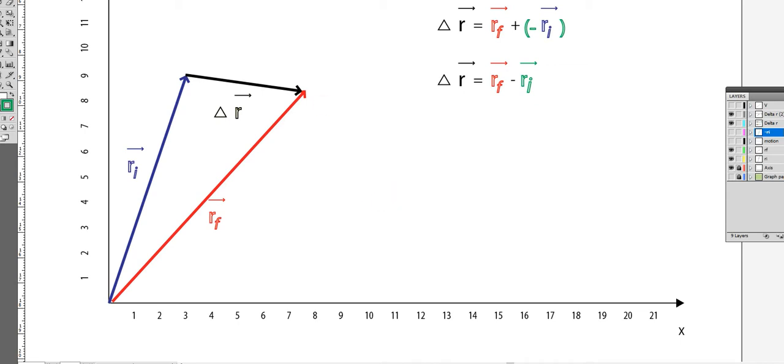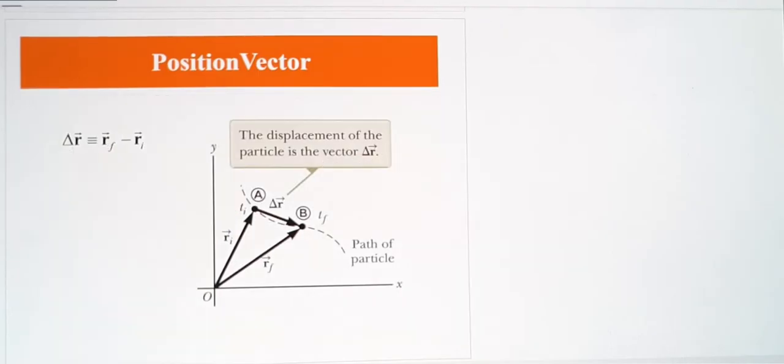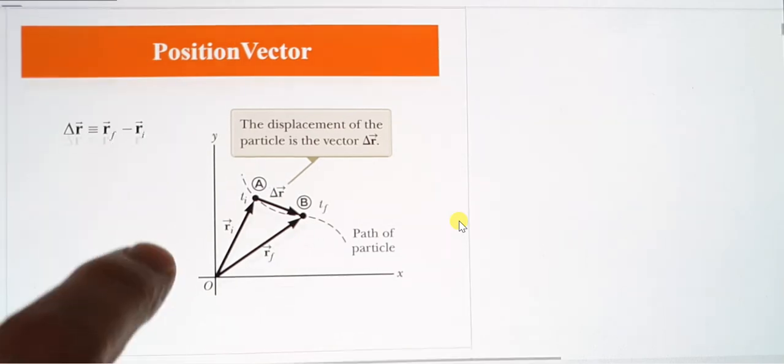Fine. So as I assume, no question, so it's clear. So here's what we have in the book: R initial, R final, and this is delta R. Exactly like we did in detail. So now we move.